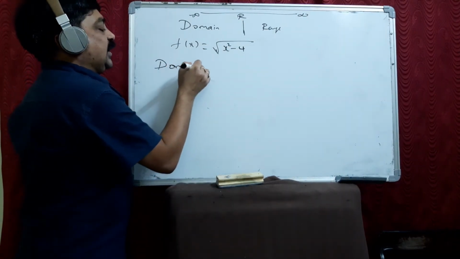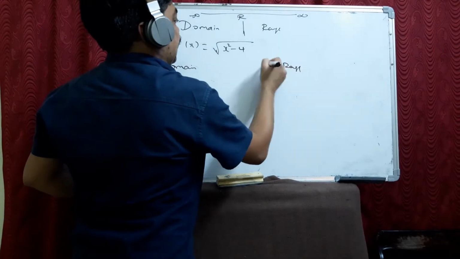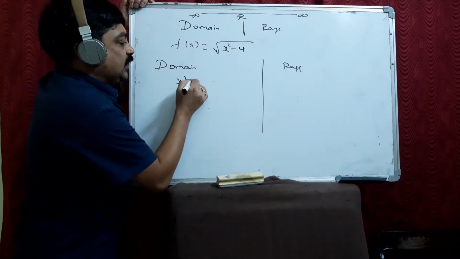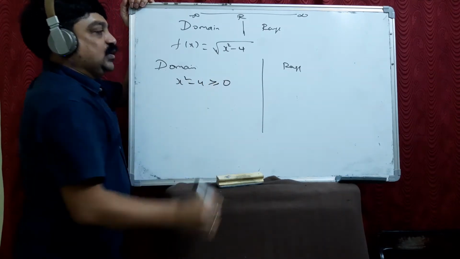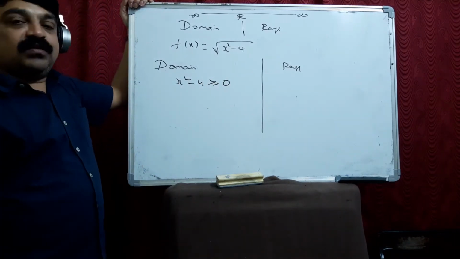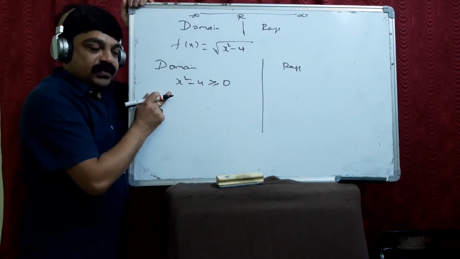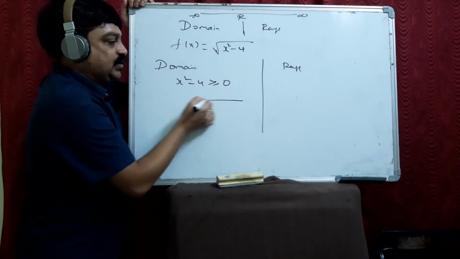And what is the range? What is the range? Domain means, see, this value should be positive. Where will this value be positive? Be careful when you have a quadratic equation. I will tell you how to find out the domain and range.